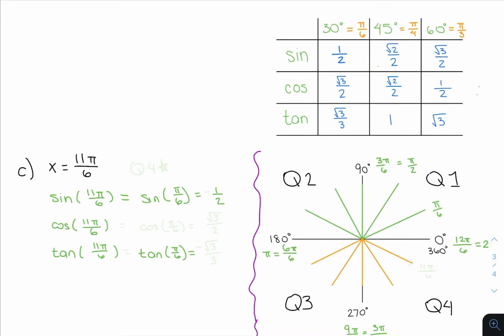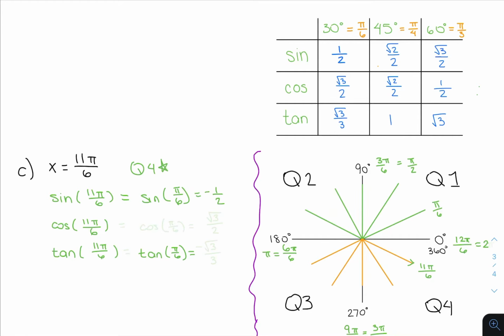So to find which angle is 11 pi over 6, we can count. This would be pi over 6, 2 pi over 6, 3 pi over 6, 4 pi over 6, 5 pi over 6, 6 pi over 6, which is pi, 7 pi over 6, 8 pi over 6, 9 pi over 6, 10 pi over 6, 11 pi over 6. So that means that 11 pi over 6 is this angle right here, and that is in the fourth quadrant. So since 11 pi over 6 is in quadrant 4, that means that sine is going to be negative.